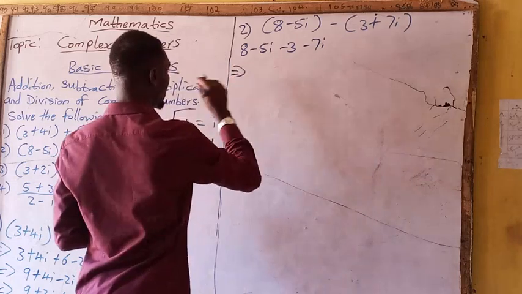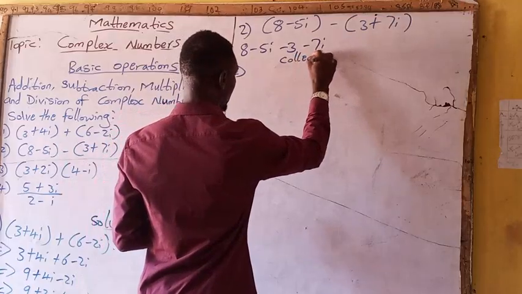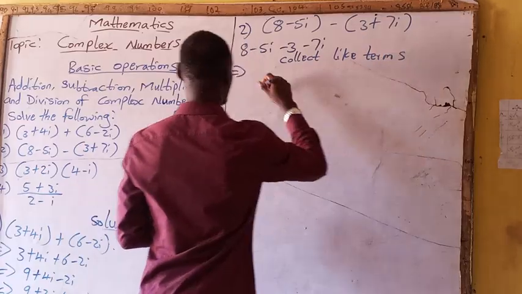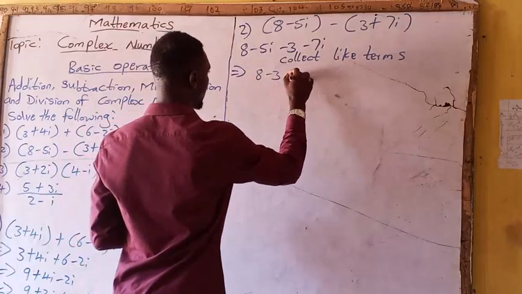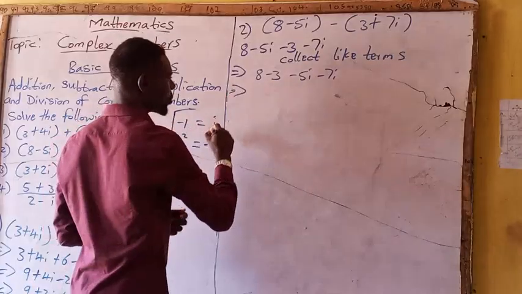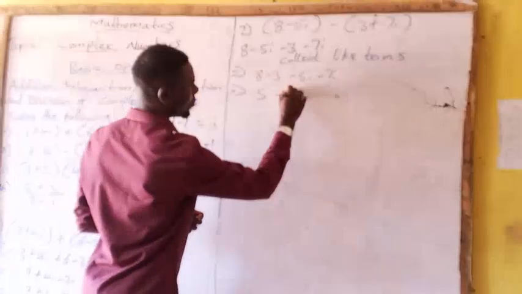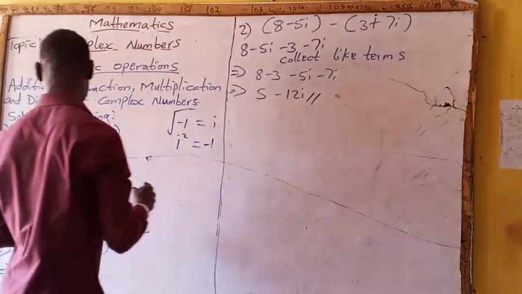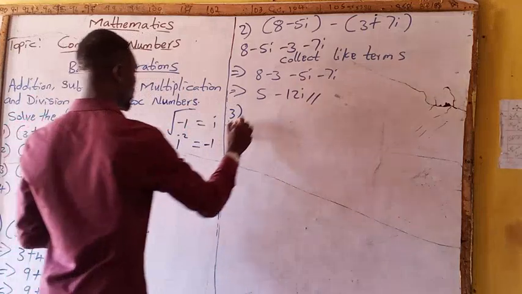So this implies collect like terms. Okay? When you collect the like terms, this will be 8 - 3. Then we have -5i - 7i. Now, this will give us 5 - 12i as our final answer. Now, let's come to number 3, which is the multiplication aspect.